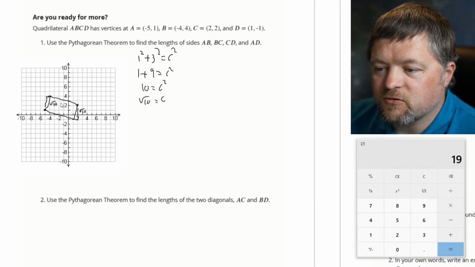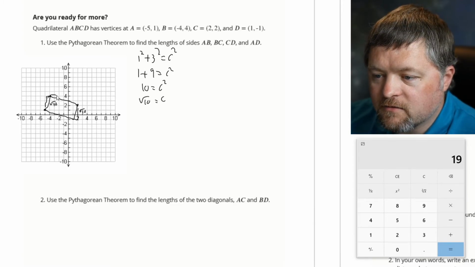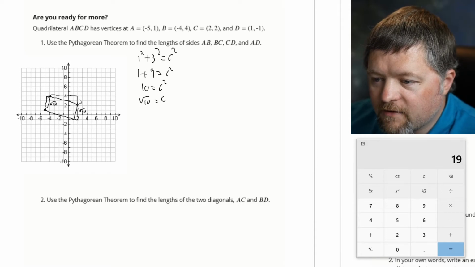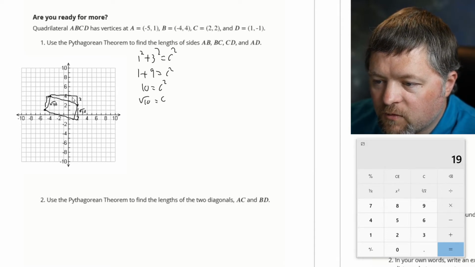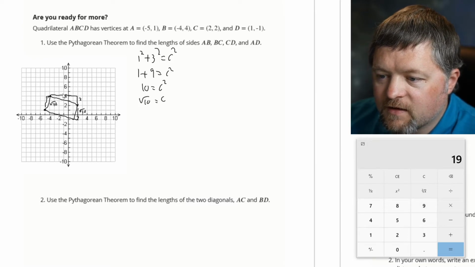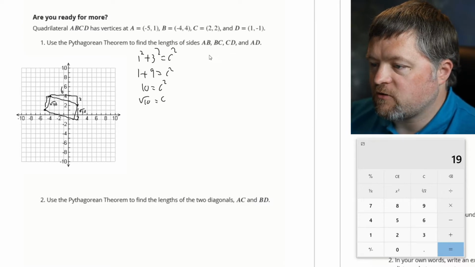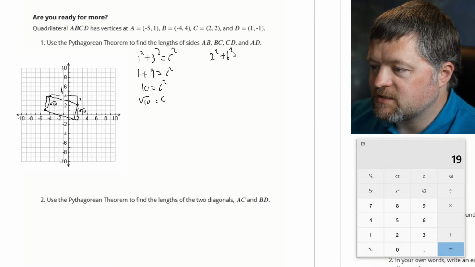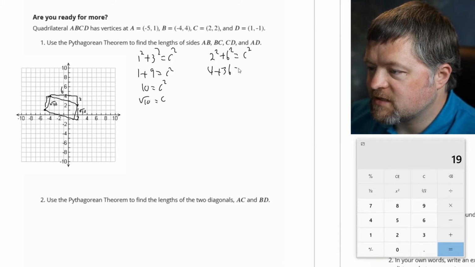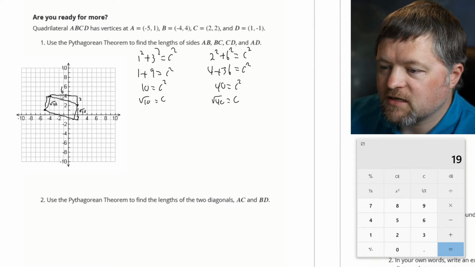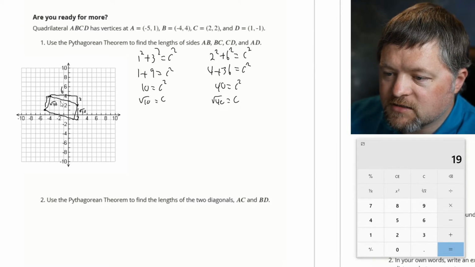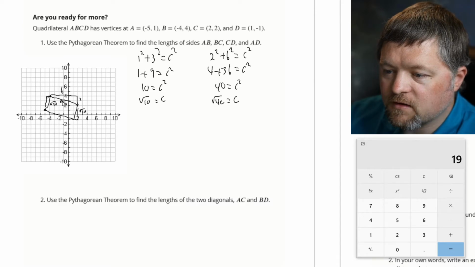Now, let's do this longer side of the rectangle. If we draw that out, we have a 2 unit by 1, 2, 3, 4, 5, 6, a 2 unit by 6 unit triangle. 2 squared plus 6 squared equals c squared. 4 plus 36 equals c squared. 40 equals c squared. Square root of 40 equals c. So this side here is the square root of 40.